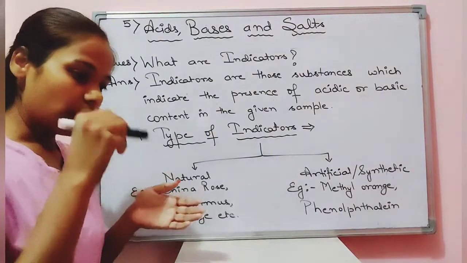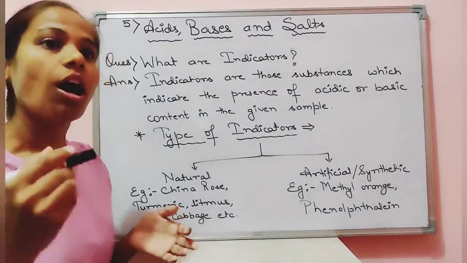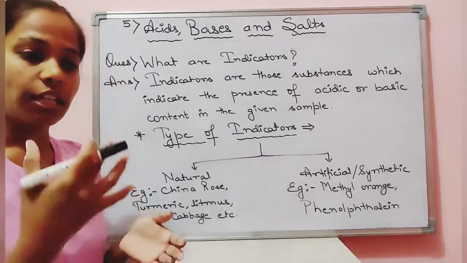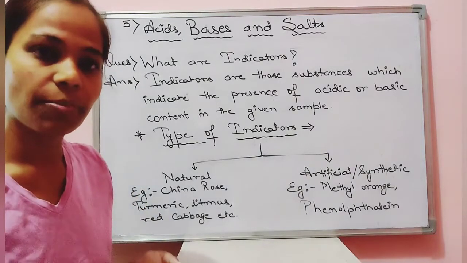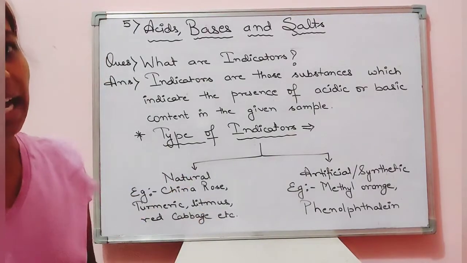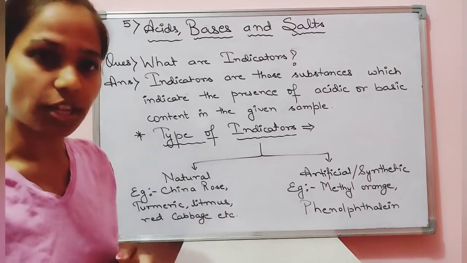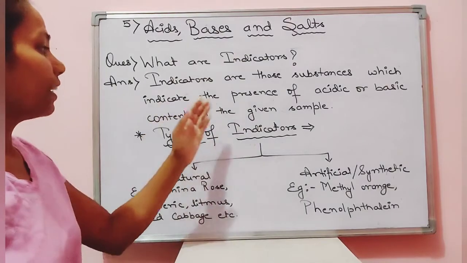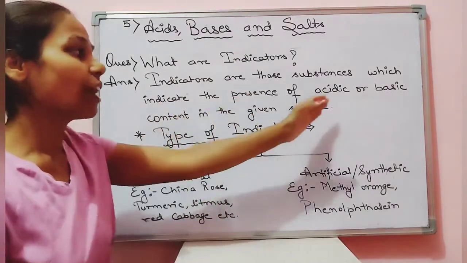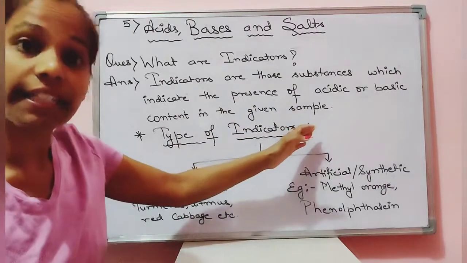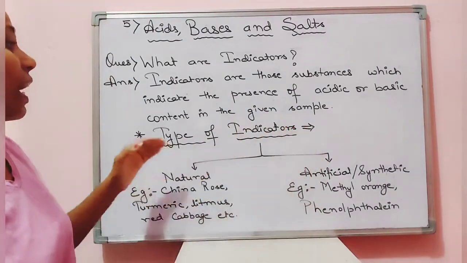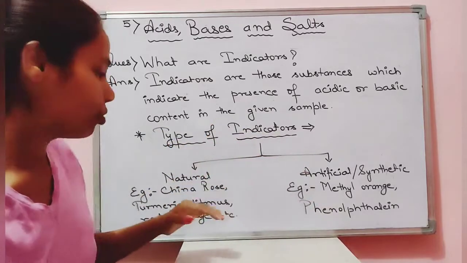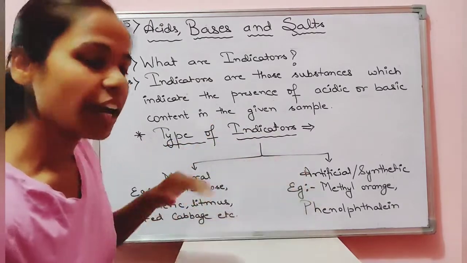Hence, the question arises now, how do we identify whether the given content has acidic or basic behavior? So, for that, we have certain substances. Those are known as indicators, which identify the presence of acidic or basic content in that given sample. And there are mainly two types of indicators we find. Natural and artificial.